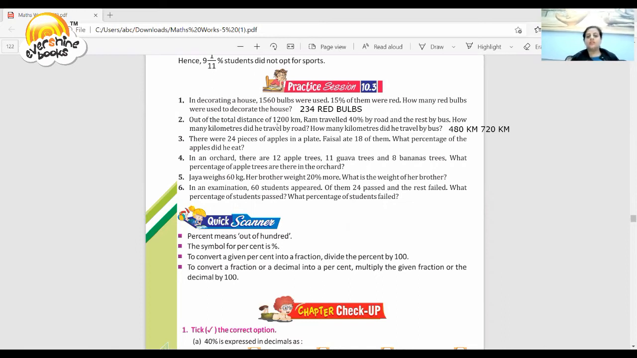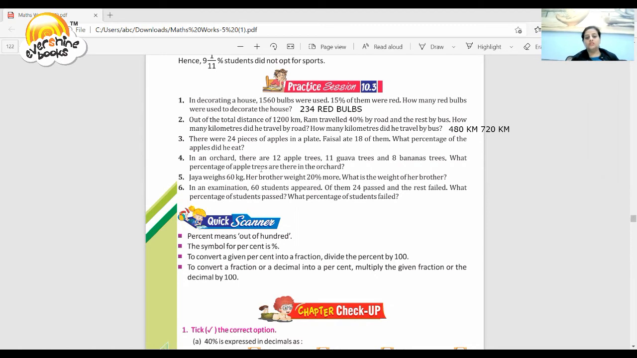Now, out of the total distance of 1200 kilometer, Ram traveled 40% by road. So for road, we have to take out the percentage, and 40% is already given. So 40% of 1200 kilometers is 480 kilometer, and the rest by bus is 720 kilometer. This is the answer. Now there were 24 apples in a plate. Faisal ate 18 of them. So 18 upon 24, what percentage of the apples did he eat? Multiply by 100, then you will get the answer.